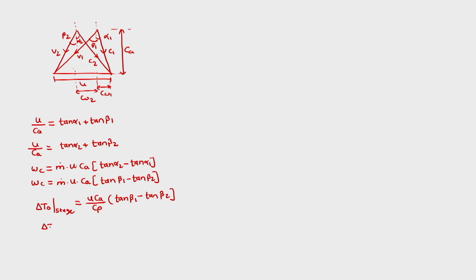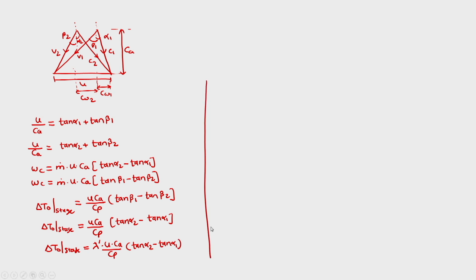So, delta T naught stage is equal to U CA upon Cp into (tan alpha 2 minus tan alpha 1). Further, if we have the work done factor lambda dash, then delta T naught stage can be written as lambda dash into U CA divided by Cp into (tan alpha 2 minus tan alpha 1).